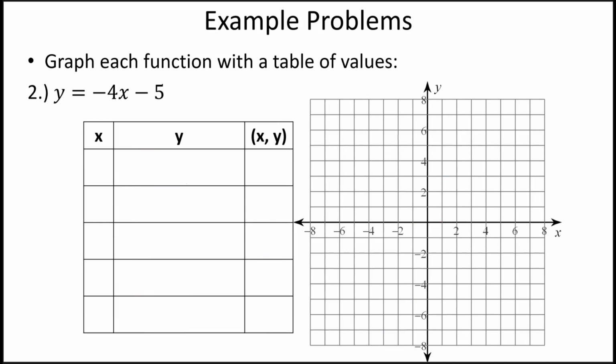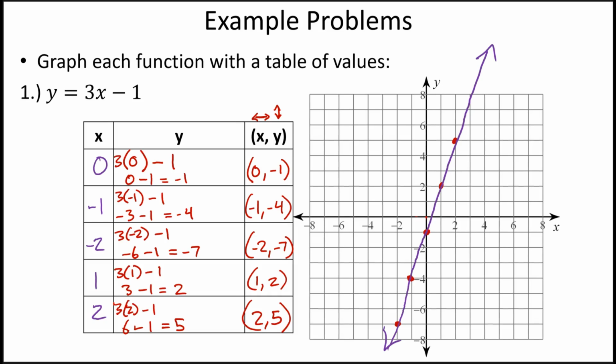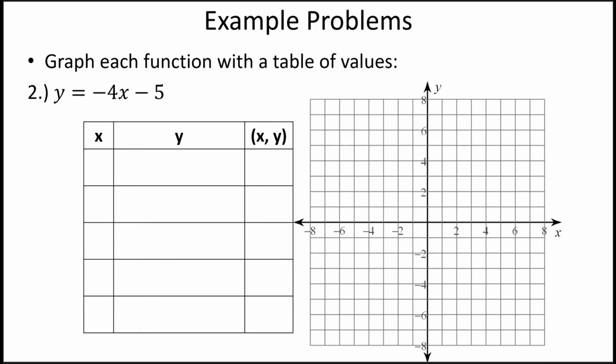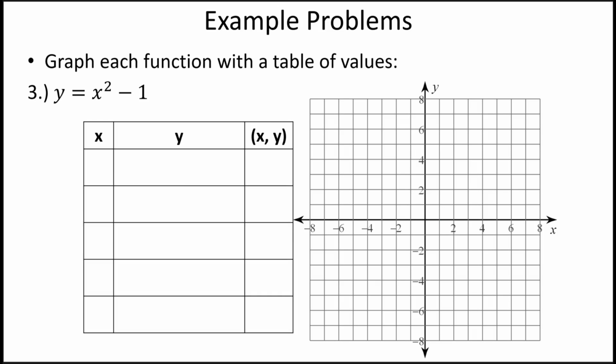So our next one here, we have y equals negative 4x minus 5. Done very similar to this one right here. So I'm going to leave that one for you to do in your notes. This number 2 here. I'm going to go ahead and do our next one here, y equals x squared minus 1.